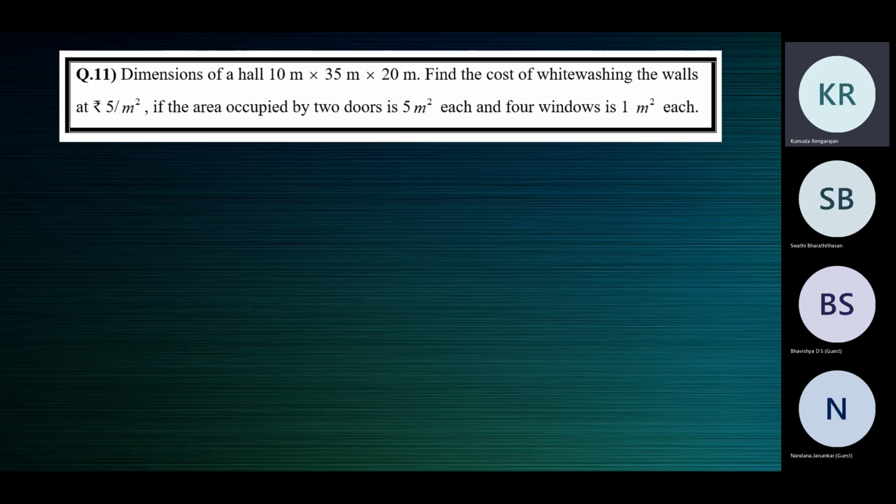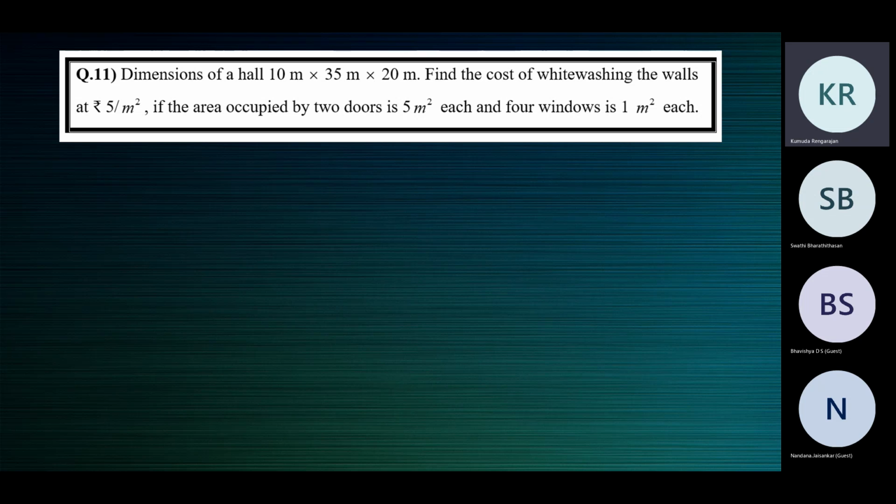So if there are 4 windows, maybe on 2 walls, 2 windows each. We don't know how the windows are, but the windows and doors are a part of the walls. So when you find the area of the 4 walls, you are finding the area of the doors and windows also. When you find the area of 4 walls, it is the area including the doors and windows.